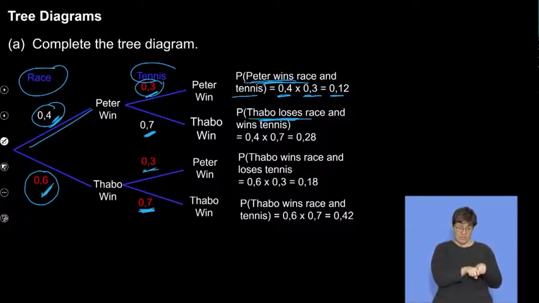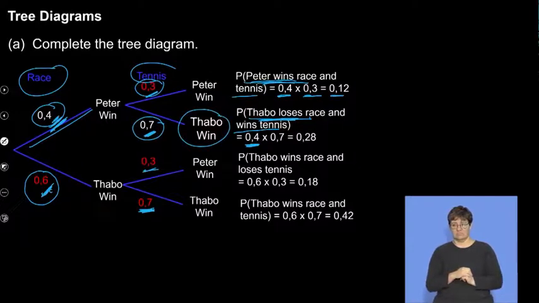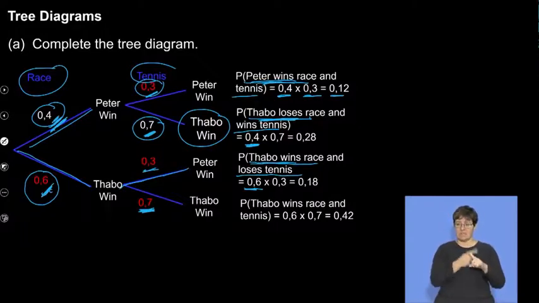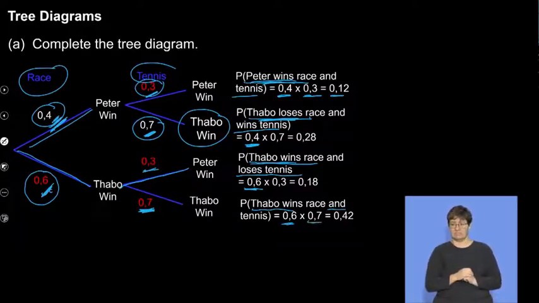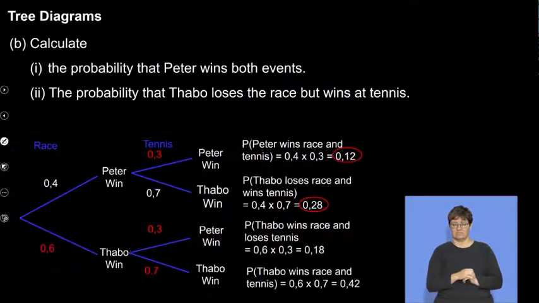Now, the probability that Thabo loses a race, are we together? Loses a race and wins a tennis will give us what? 0.4, because he loses a race, multiplied by 0.7. There's Thabo. Then the probability that Thabo wins race and loses tennis. Thabo wins a race, 0.6. We're looking at that branch, 0.6 multiplied by 0.3. So we just multiply our branches. Then Thabo wins a race and tennis is 0.6 times 0.7, which is that branch multiplied by that branch. So this is what we get.